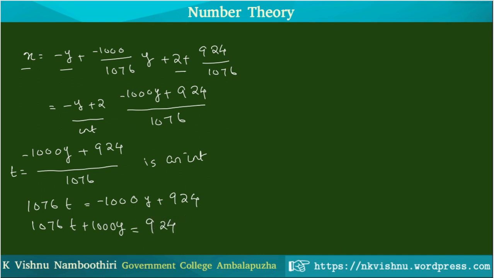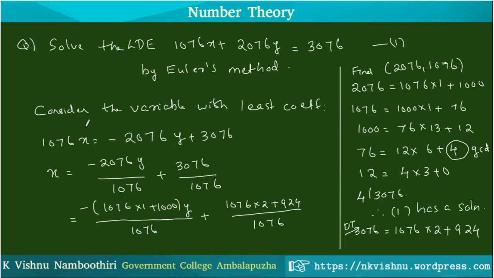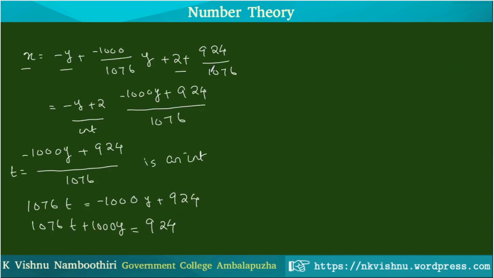We are going to repeat exactly the same procedure. What is the procedure? Consider the variable with the least coefficient. So the same procedure we are following again and again. Okay, we will just label this as linear Diophantine equation 2.